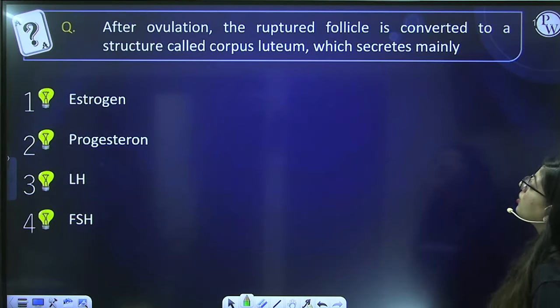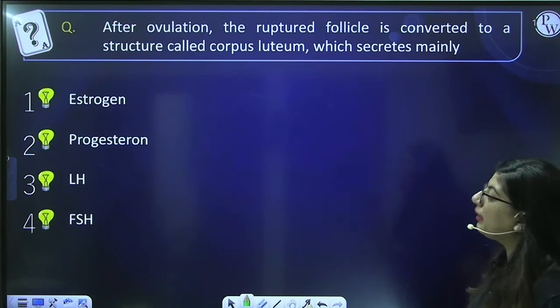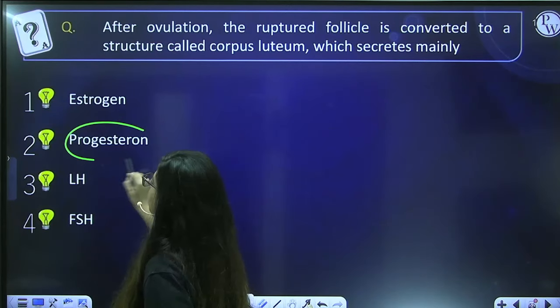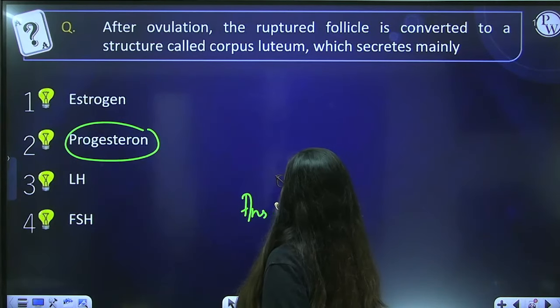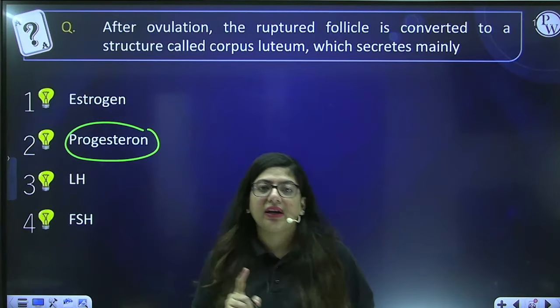After ovulation, the ruptured follicle is converted to a structure called corpus luteum, which secretes mainly progesterone. Very simple. Estrogen comes from follicles. LH and FSH from anterior pituitary.